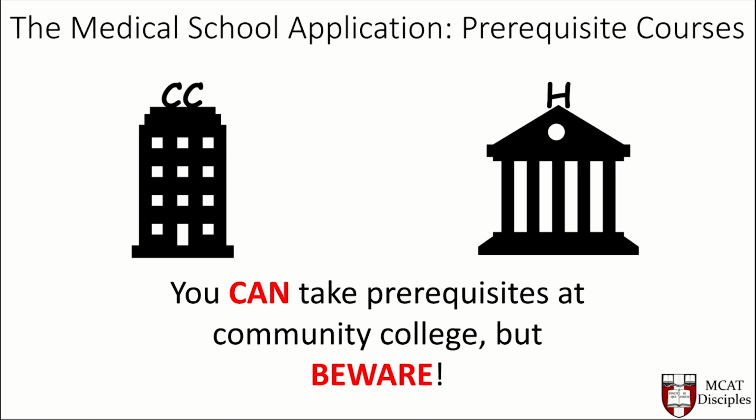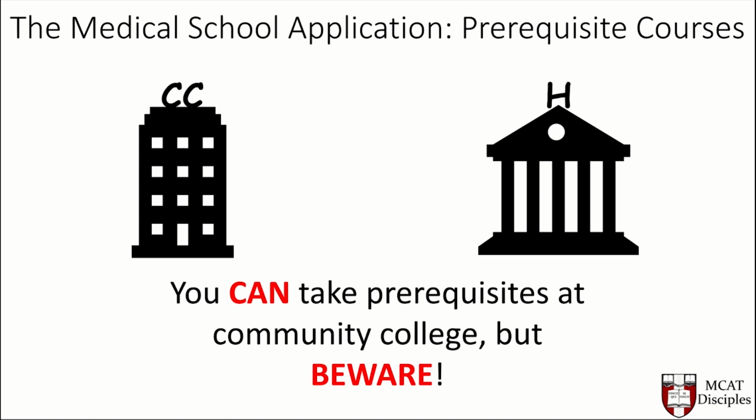In terms of community college, you can take prereqs there, but beware. Admissions committees will feel much more comfortable accepting a straight B student from an Ivy League school than a straight B student from a community college because they know what that B means at an Ivy League school.